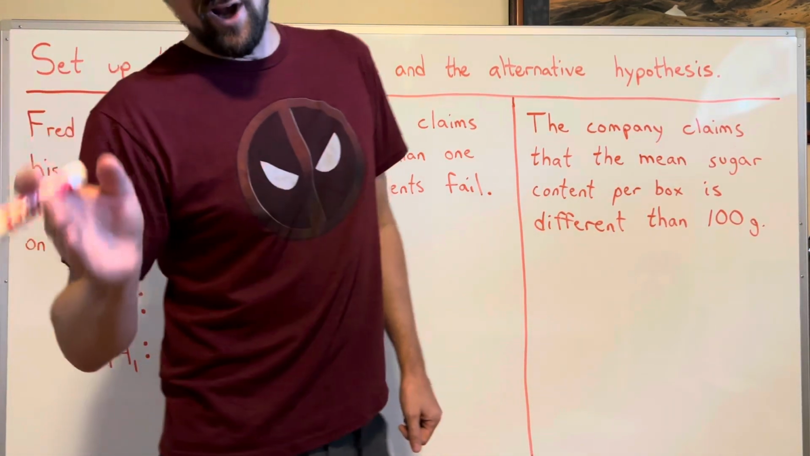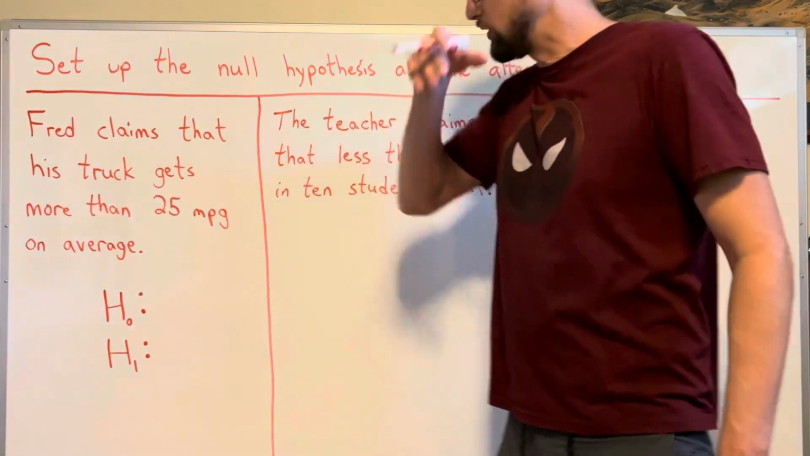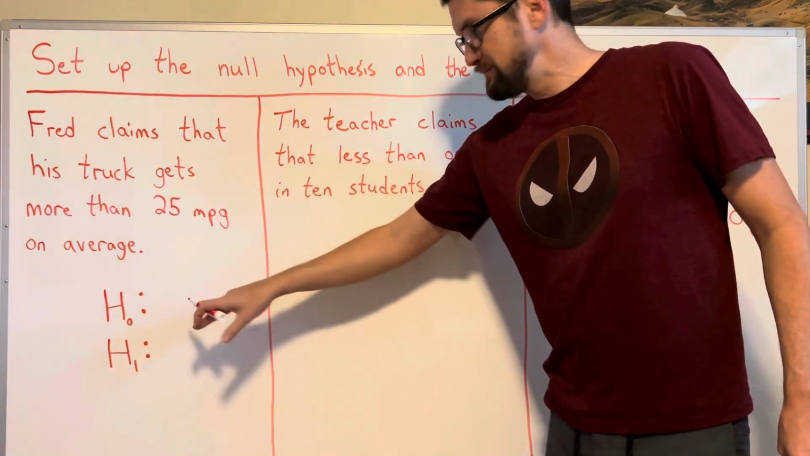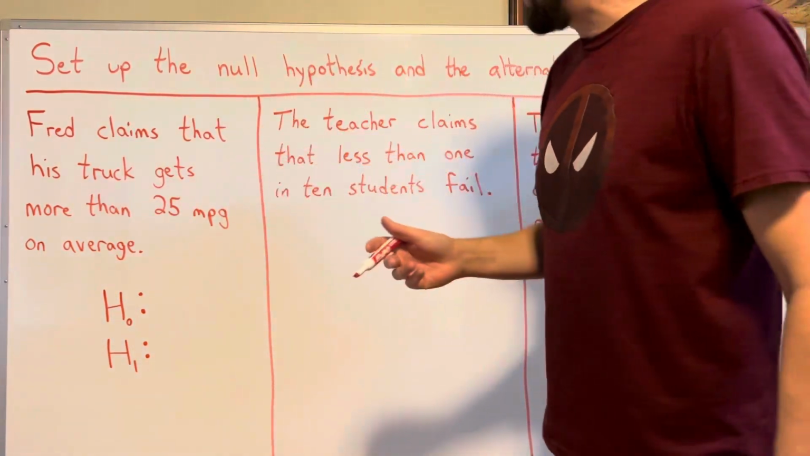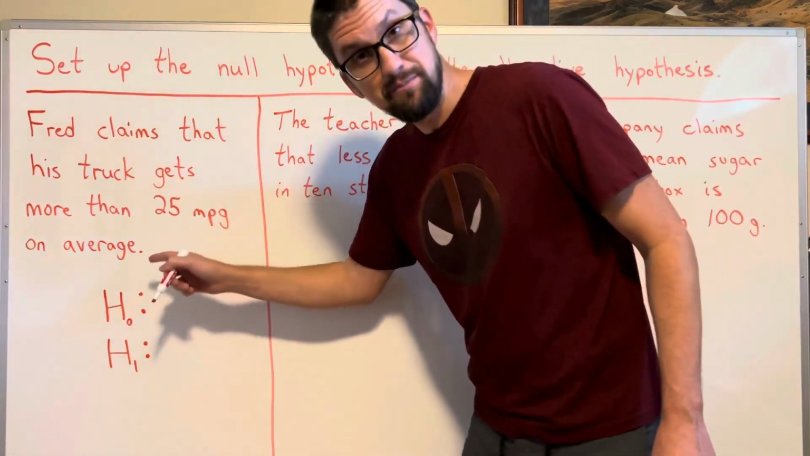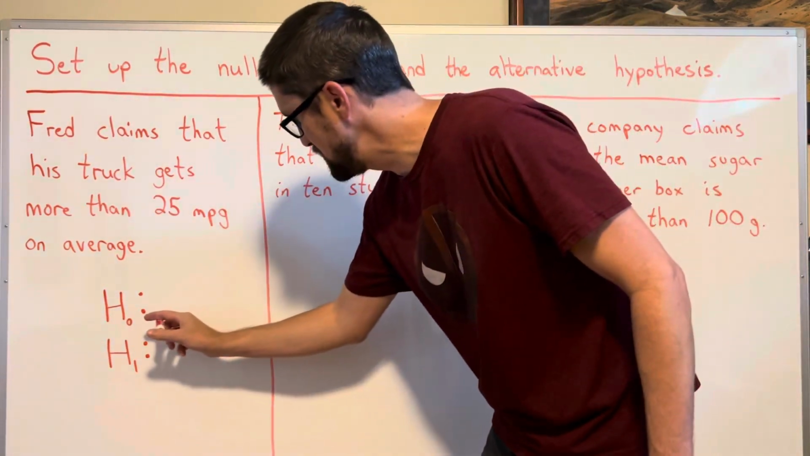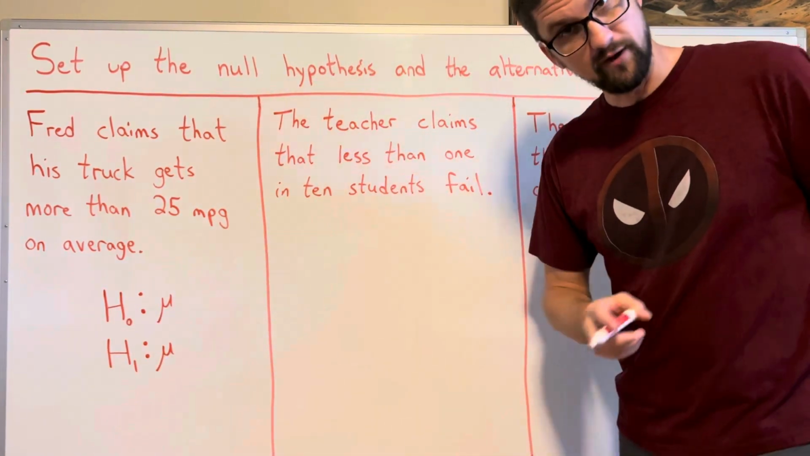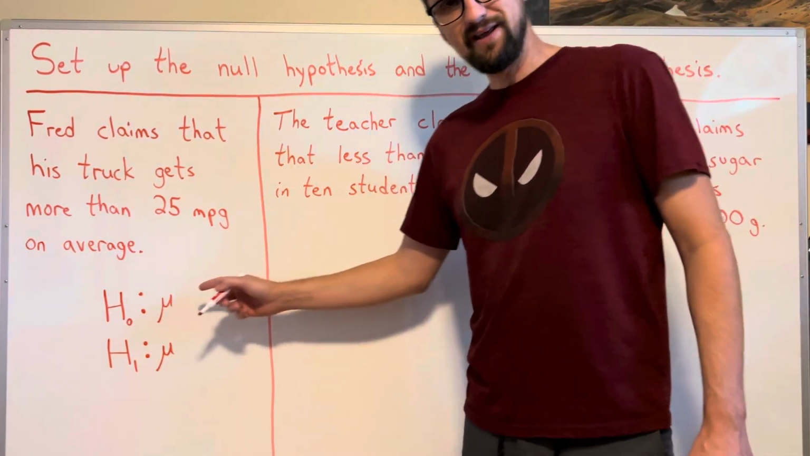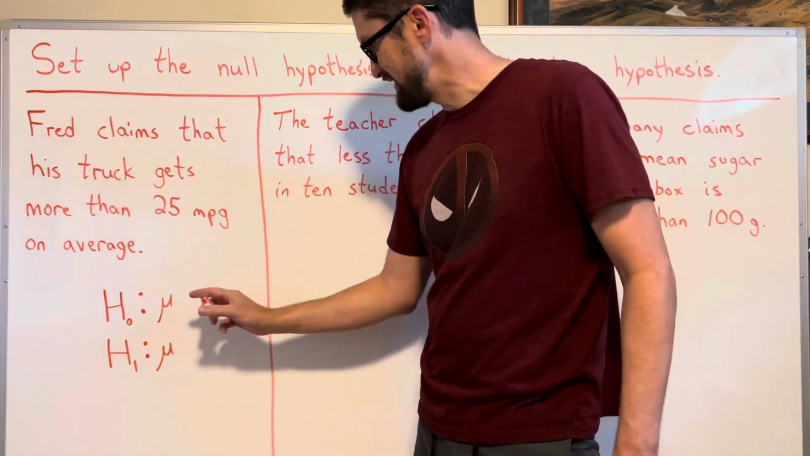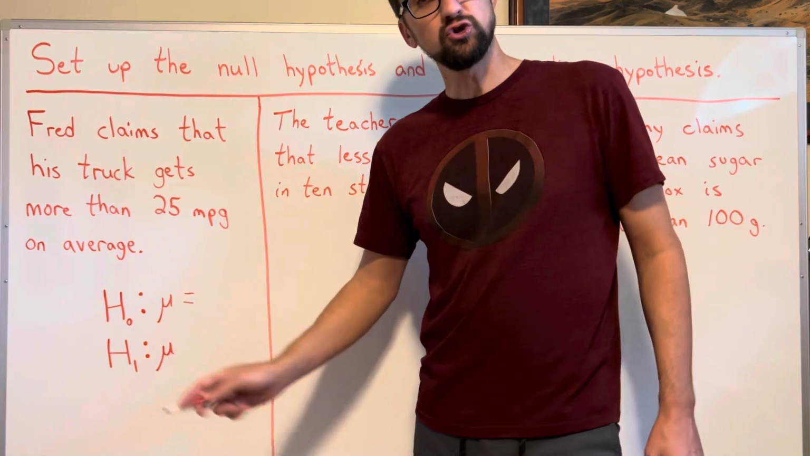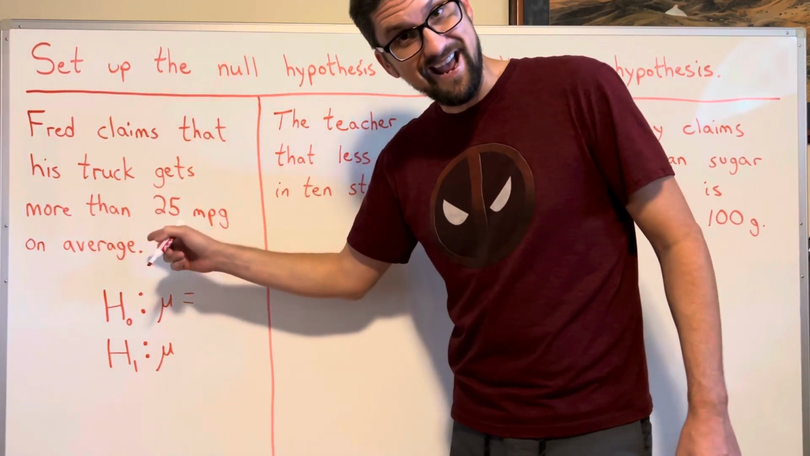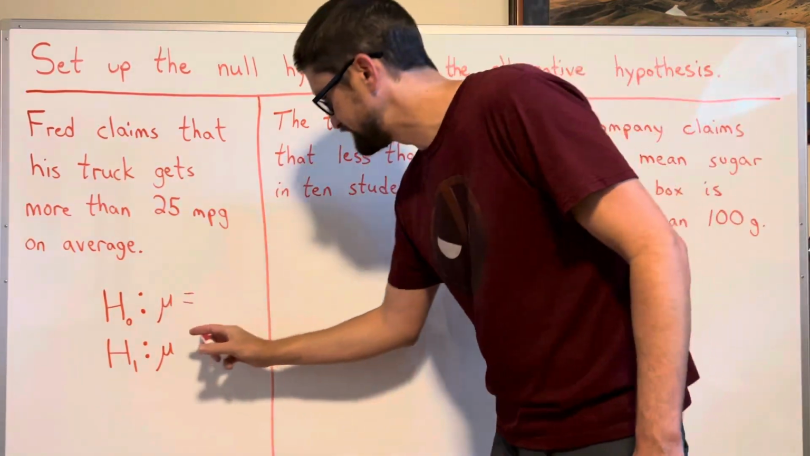Now you want to know what statistic you're dealing with. You're dealing with average or mean. So the claims are about the population. So since we're dealing with the mean, that is going to be mu. So you want to put mu for both of them. The null hypothesis always has an equal sign. The alternative hypothesis is right here in the claim. More than is greater than.